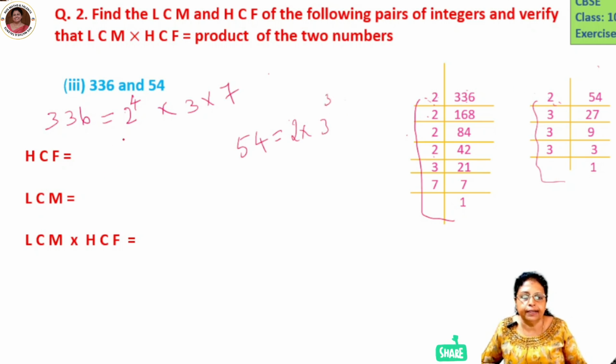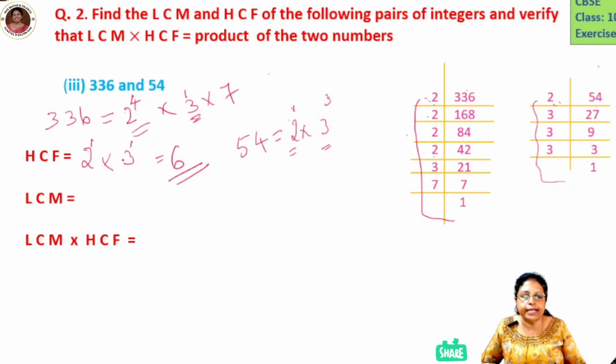Then what is HCF? For HCF, you have to take the common factors. 2 is a factor, 2 is also a factor, and 3 is also a common factor. Then you have to take the least power. Here it is 2 raised to 1, and that is the least power. Then 3 raised to 1 here, 3 cube here, so least power is 1. So 2 times 3, 6 is HCF.